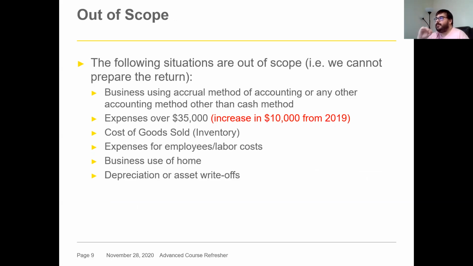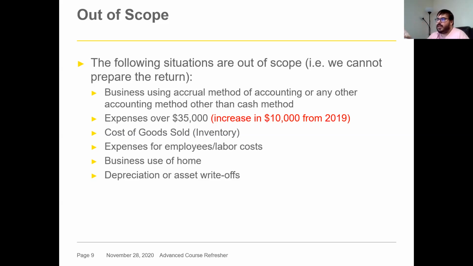For Schedule C, there are a couple of situations where it's completely out of scope. People have to use the cash method of accounting, which is most of the people we see. If they want to deduct prepaids and stuff like that, we don't do it. There has been a change in the amount of expenses. Now it's within our scope to do expenses up to $35,000. I said over, but it's up to. Last year it was $25,000, so they've increased it by $10,000.